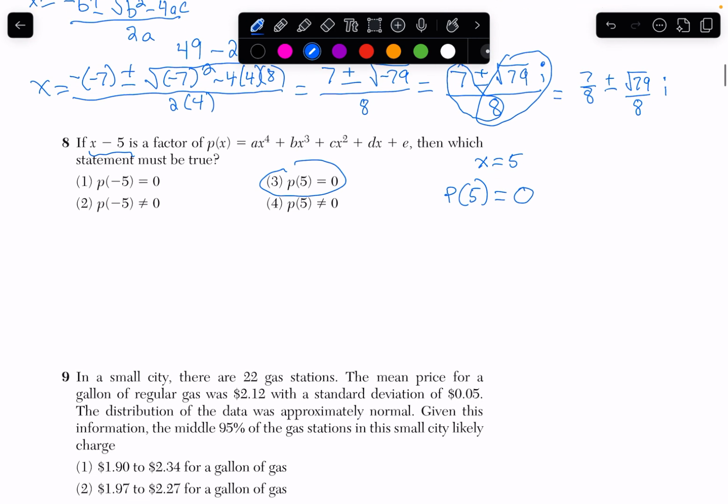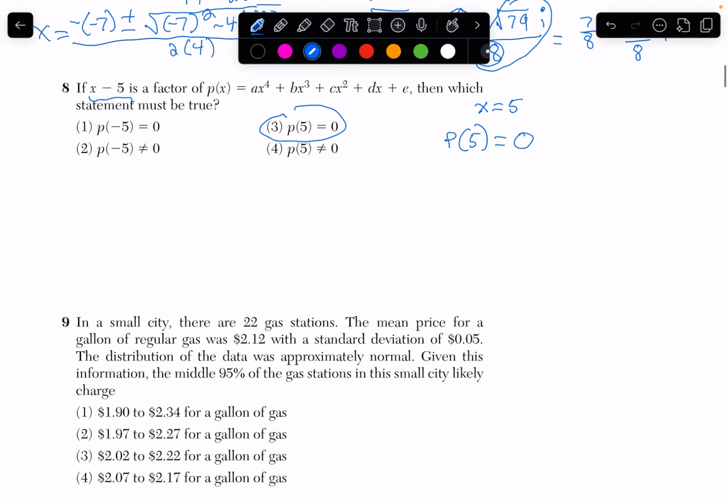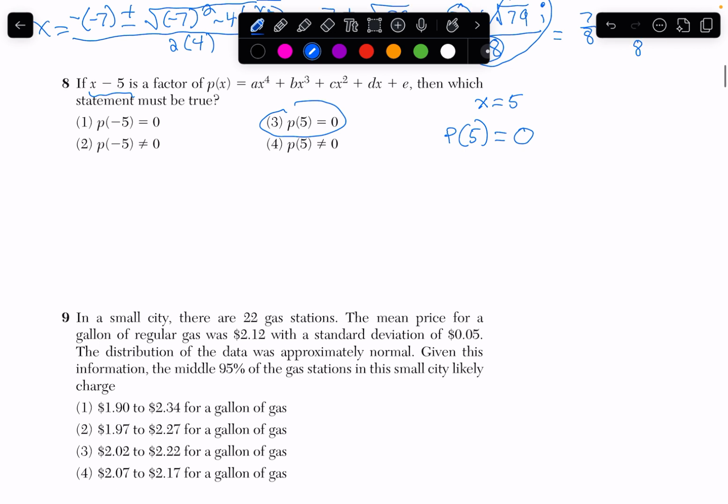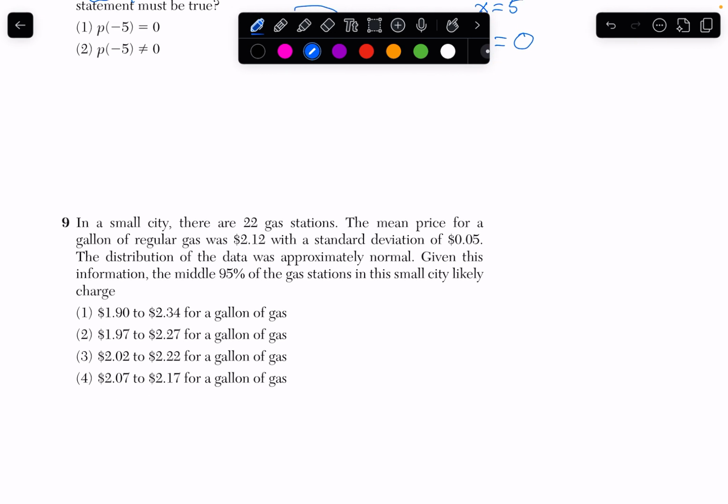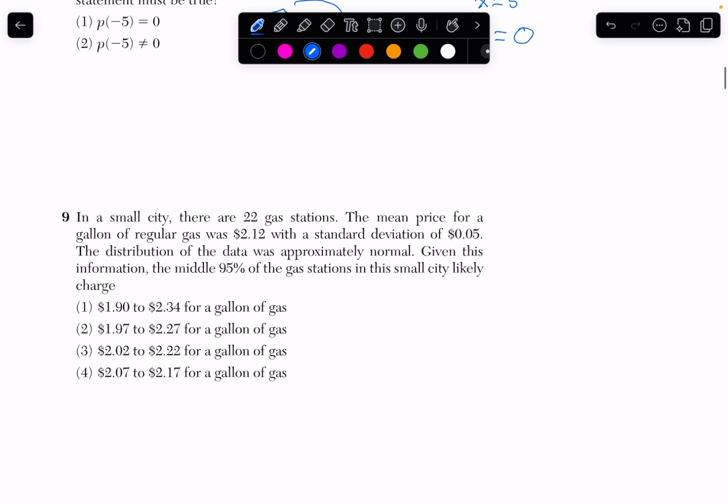All right. And then we have our first. Now this Regents was good because they gave us both kinds of things that I want you to really know, so you don't blow 2 points. Right? In a small town, there's 22 gas stations. They give you a mean price per gallon. Right? It was 2.12. So x bar is 2.12. That's the mean, with a standard deviation of 0.05. They tell us it's approximately normally distributed.